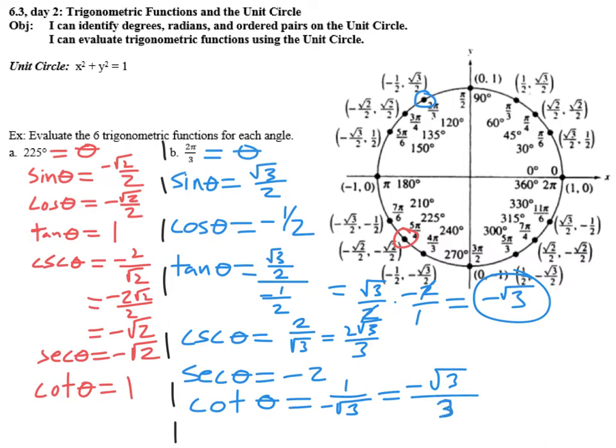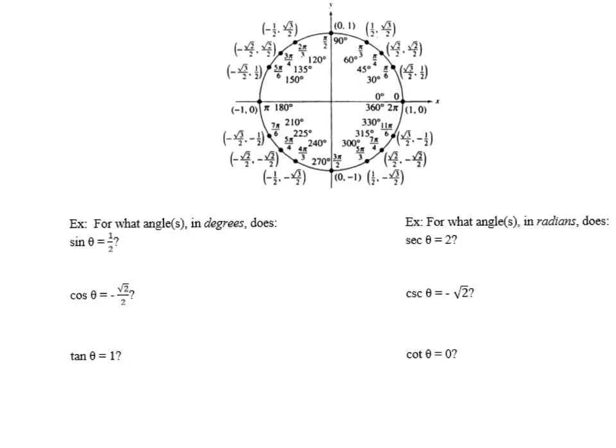And boom, there's cotangent, okay? One in degrees, one in radians. Now you've got an example of each. All right, keep grinding away on the unit circle here.